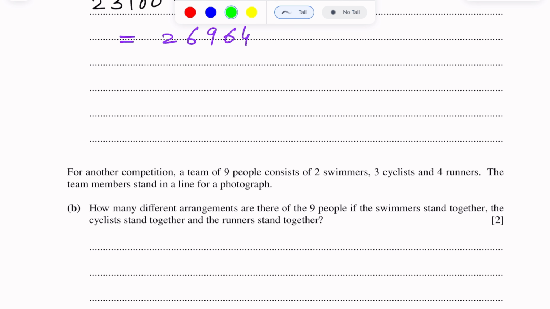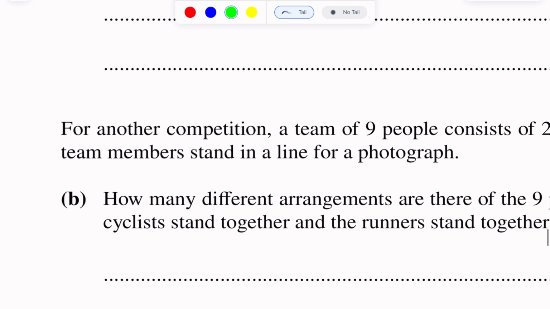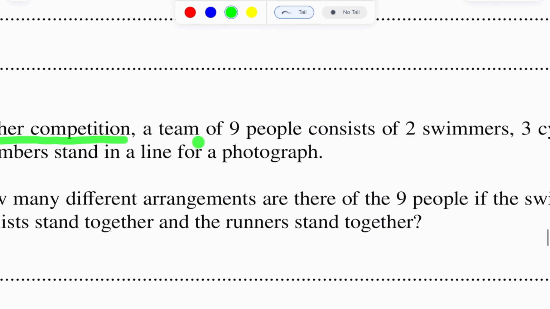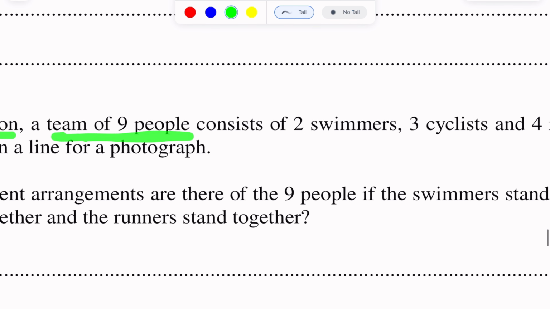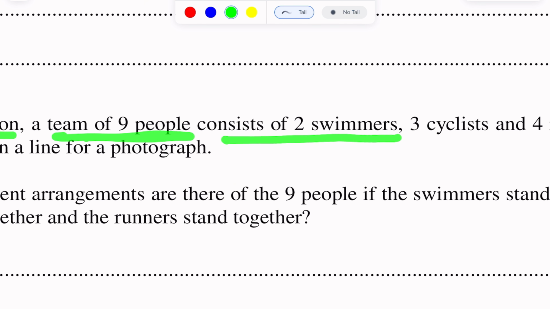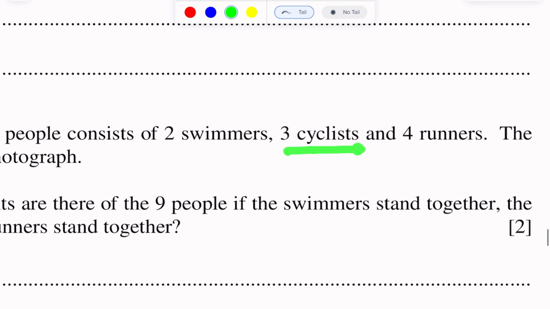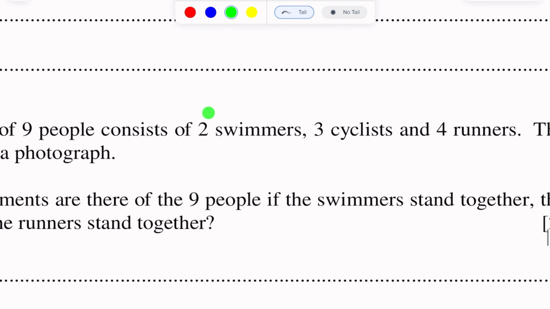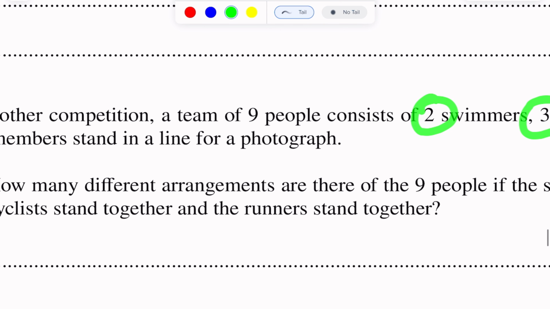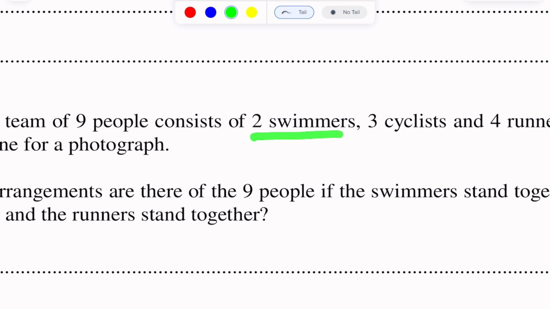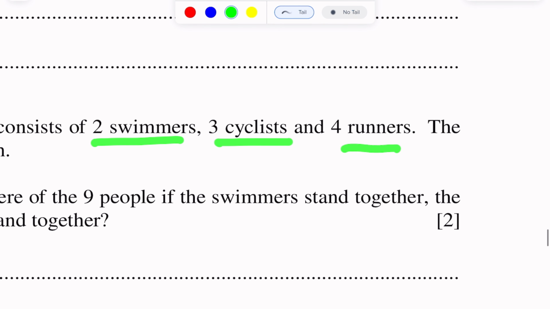Now the next part of this question is for another competition. A team of 9 people consists of 2 swimmers, 3 cyclists, and 4 runners. Total 2 plus 3, 5, plus 4.